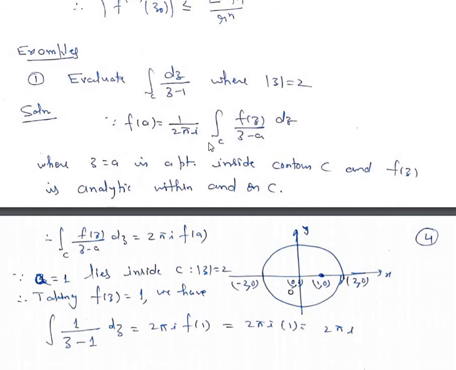Now from this formula, if you cross multiply, we have integral over C f(z) dz upon z minus a is 2πi into f of a.